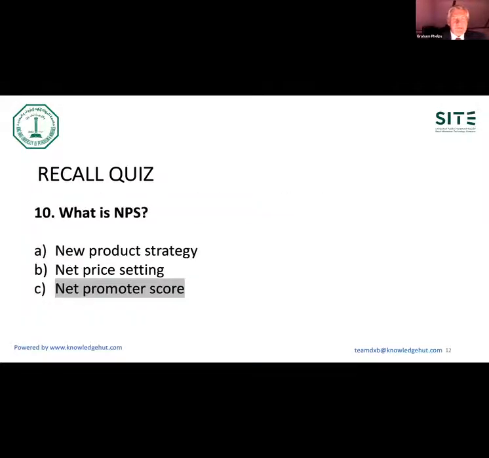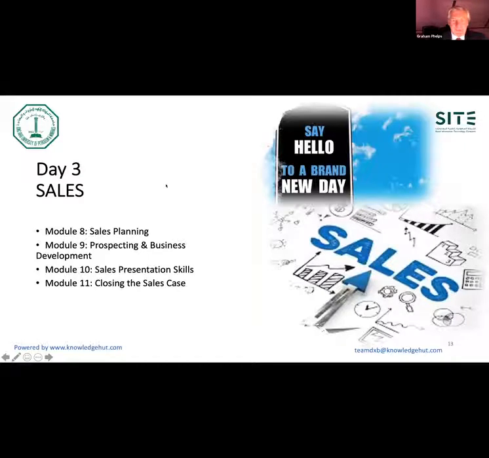And number 10, we looked at this calculation, this equation of the net promoter score. How many people would recommend your business to a colleague or friend versus how many wouldn't? And the difference is called your net promoter or NPS. So there we have it. Those were the 10 questions from yesterday.